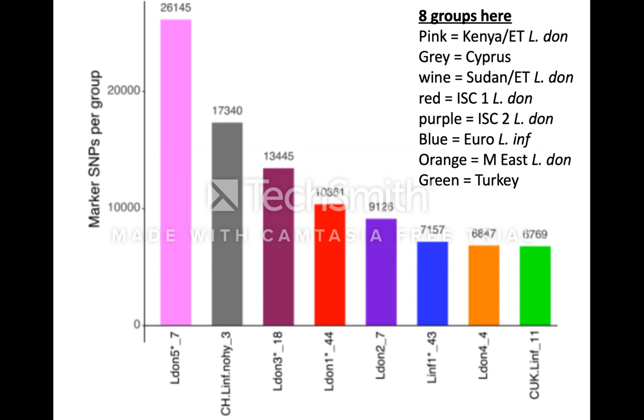In terms of the number of SNPs per group, you can see that the Kenya and Ethiopia groups are the most diverse, followed by the grey group, represented by strains from Cyprus, which are associated with hybrids. They have a lot of SNPs that are unique to this group, perhaps because they're geographically somewhat restricted. And what you can see in the other groups is that they have a large number of SNPs that are restricted to that group, suggesting some genetic drift.